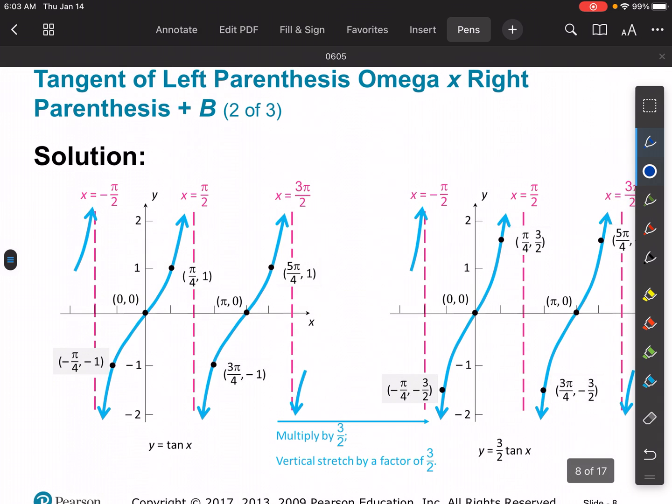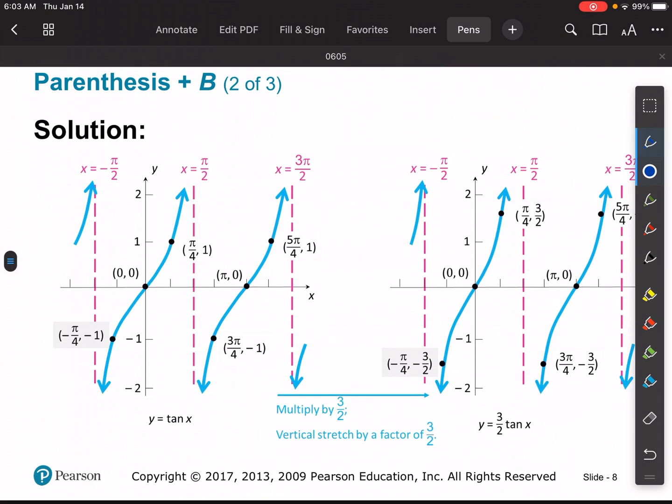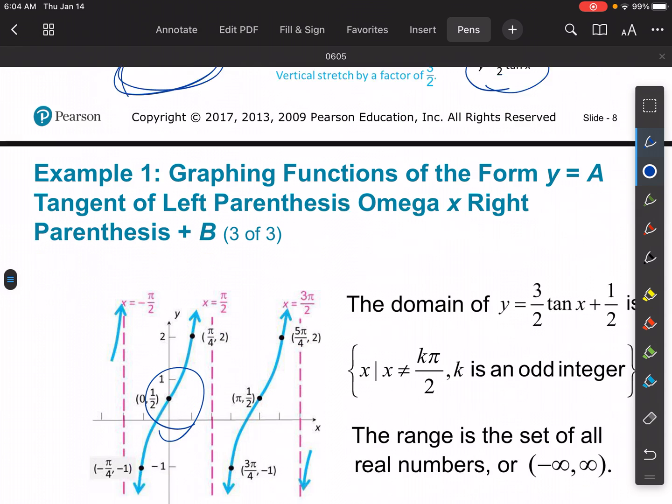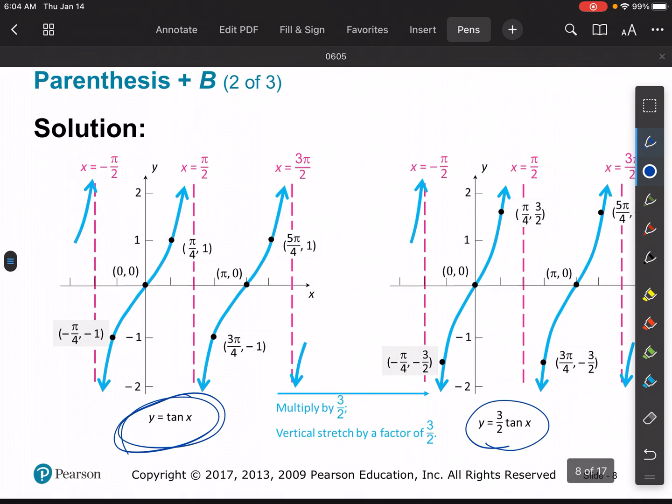Okay, and so here's their solution for that. They first graphed the tangent function, then they multiplied it by 3/2, then they shifted the whole thing up by a half. So they used transformations a little bit different than what we did, but still, nonetheless, getting similar answers. And they only used 3 points here. I encourage you to use more, just because if you only use 3 points, it might look like a line.